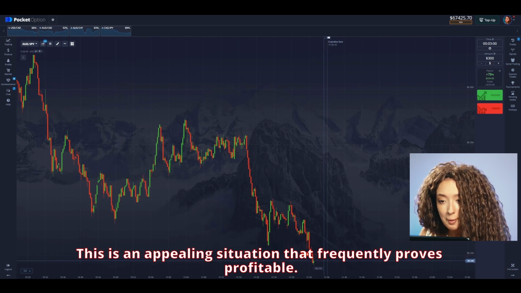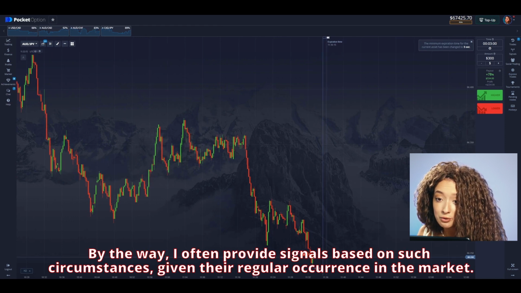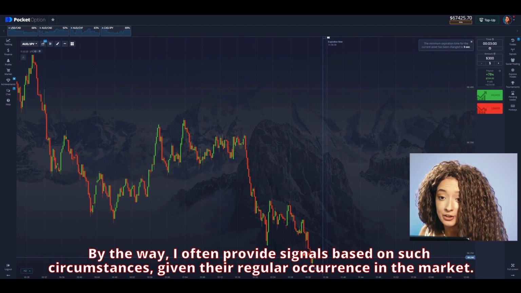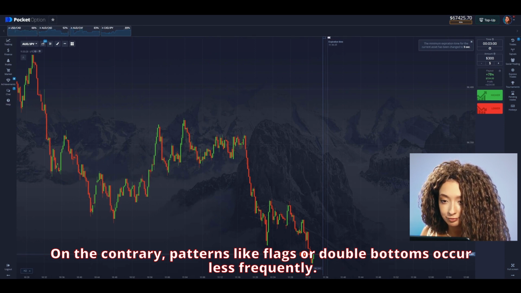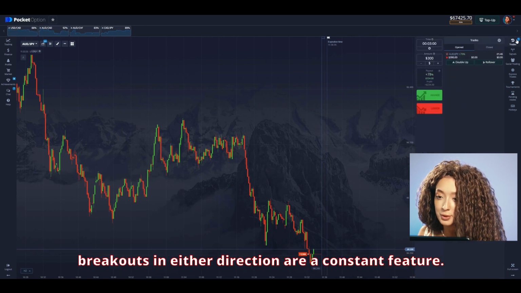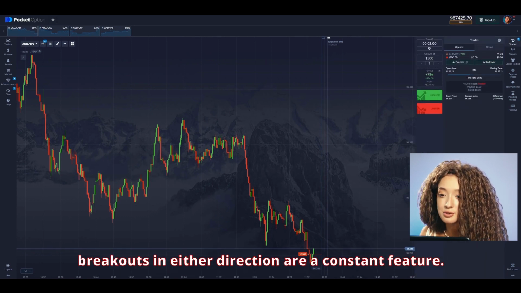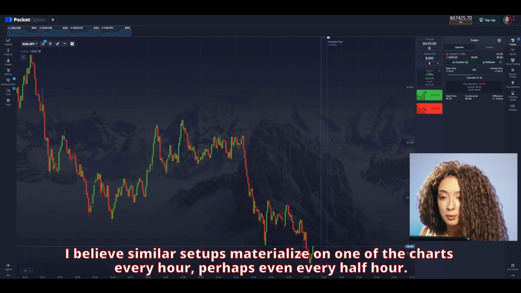By the way, I offer signals based on such circumstances given their regular occurrence in the market. On the contrary, patterns like flags or double bottoms occur less frequently. For the latter, clear confirmation is essential before entry. However, accumulations with subsequent price breakouts in either direction are a constant feature. Similar setups materialize on the chart every hour, perhaps even every half hour.